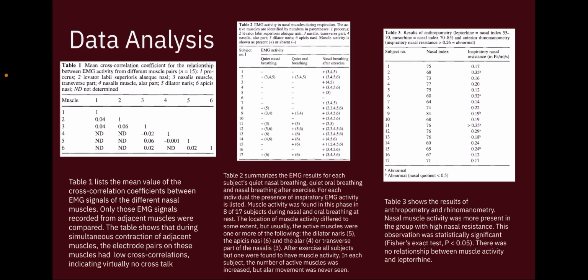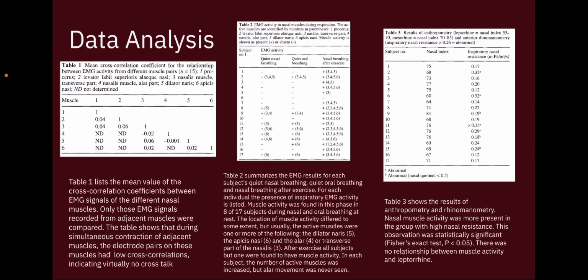Table 1 lists the mean value of the cross-correlation coefficients between EMG signals of the different muscles. Only those EMG signals recorded from adjacent muscles were compared. The table shows that during simultaneous contraction of adjacent muscles, the electrode pairs on these muscles had low cross-correlation. Table 2 summarizes the results for each subject's quiet nasal breathing, quiet oral breathing, and nasal breathing after exercise. For each individual, the presence of inspiratory EMG activity is listed.